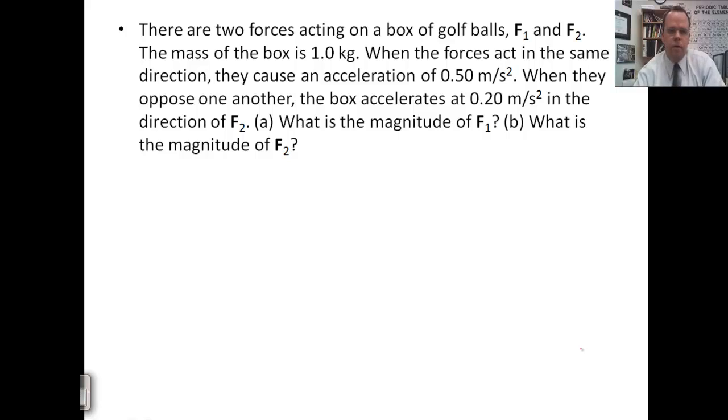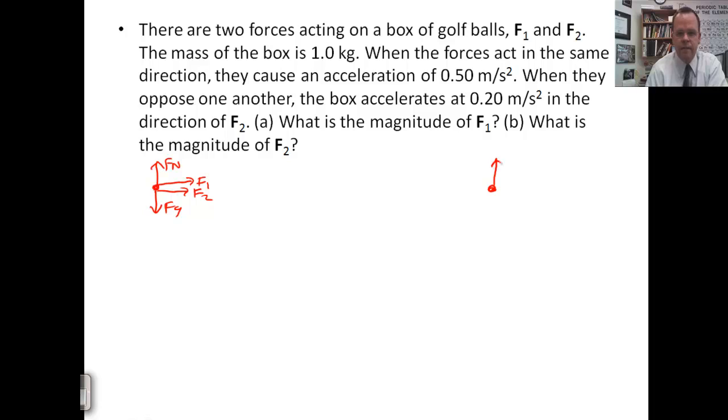Next problem. There are two forces acting on a box of golf balls, F1 and F2. The mass of the box is 1 kilogram. When the forces act in the same direction, they cause an acceleration of 0.5. When they oppose one another, the box accelerates 0.2 in the direction of F2. So I need two free body diagrams here. I've got FG, FN, and in the first case, F1 and F2 are pointed in the same direction.